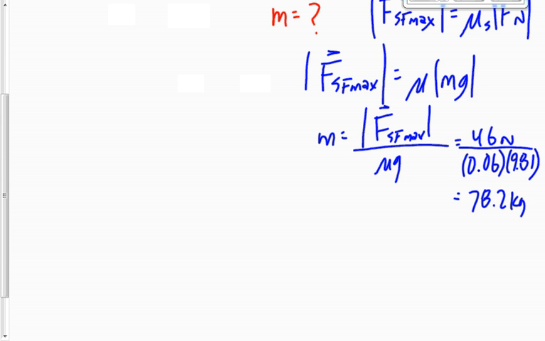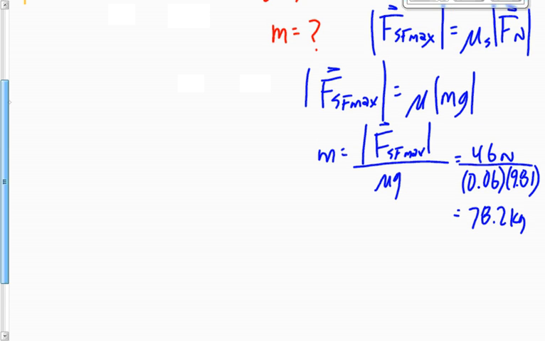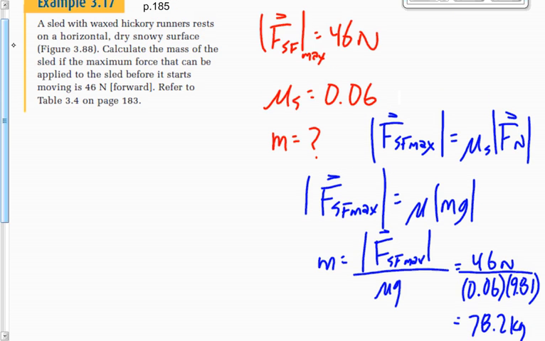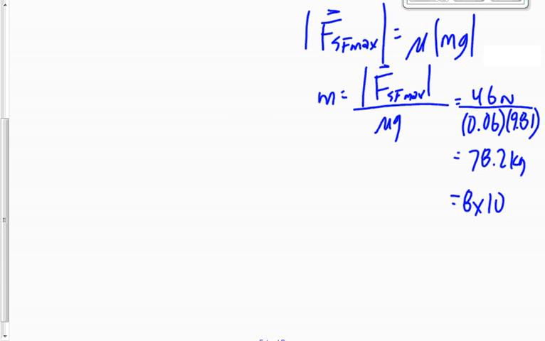Now, technically, how many digits should that be rounded to? 1, right? If we look at our data, here's 2 digits. That's only 1 digit. The final answer should be 1 digit. So this would technically be 8 times 10 to the 1 kilograms.